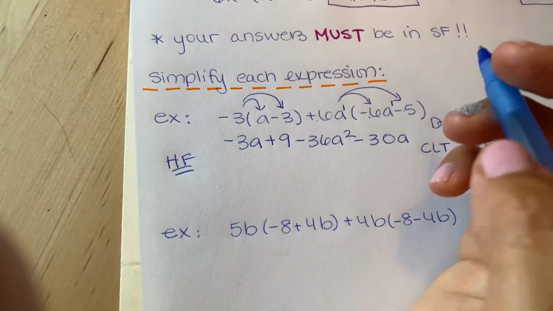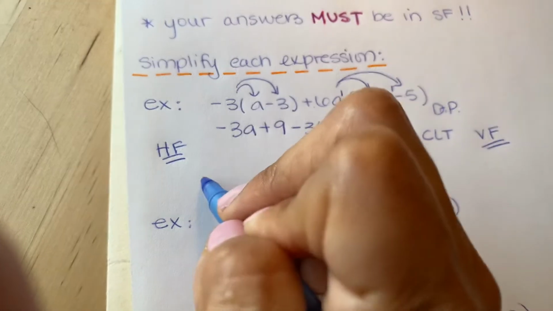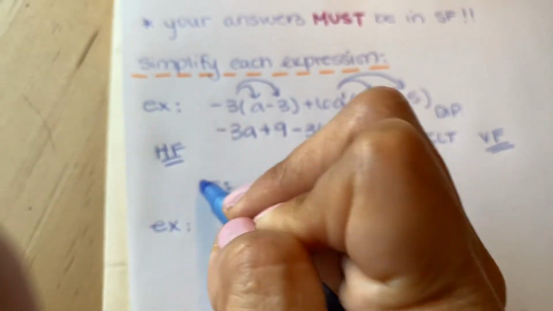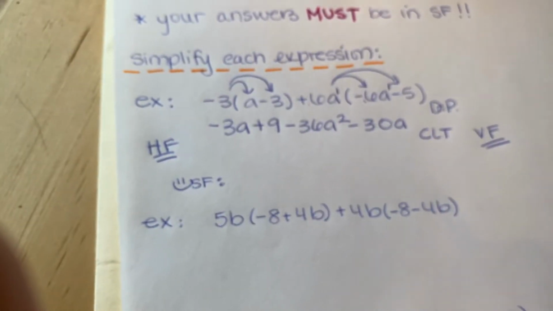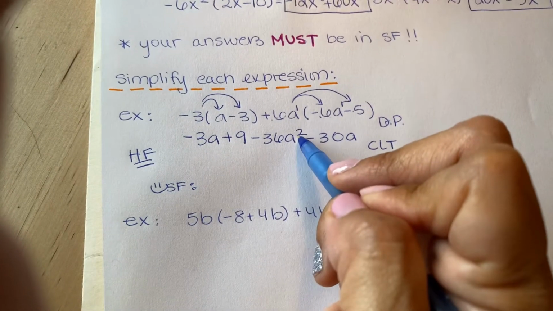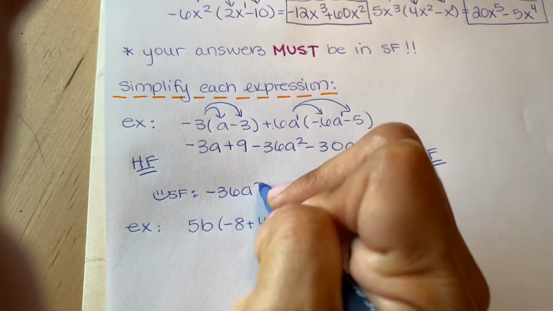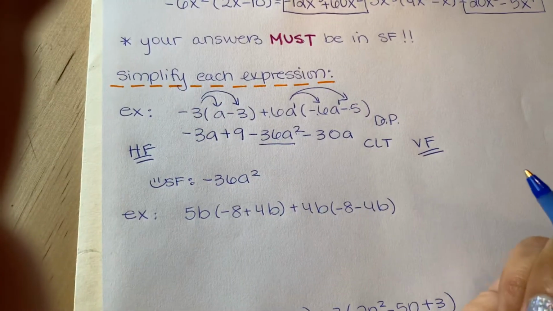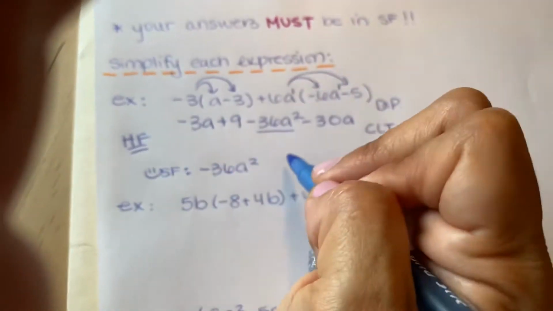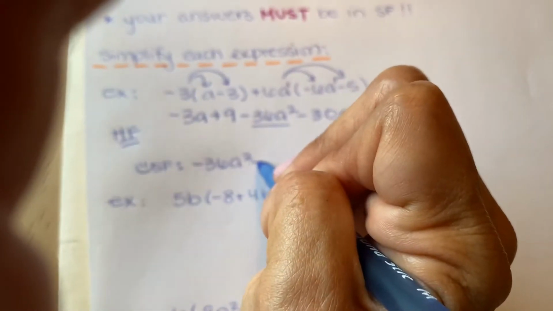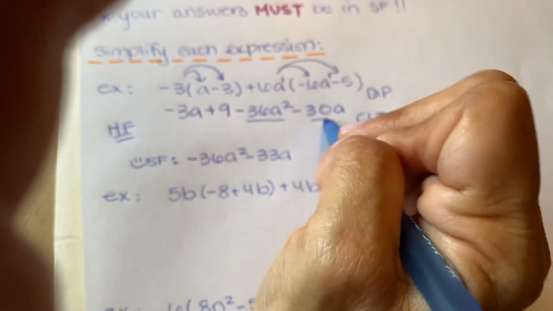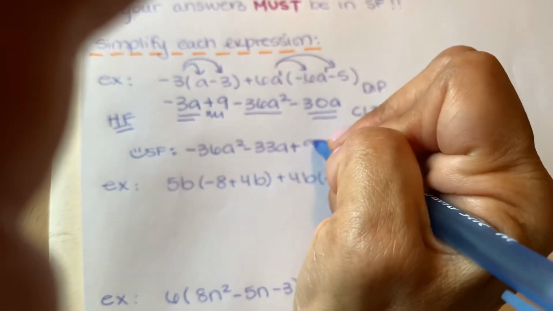Okay, so here we go. Largest to smallest. I want it in standard form. Your answer better be in standard form. So this is my largest exponent, so this is going to go first. Negative 36a squared. Okay, now second. A to the 1 power. Minus 3 minus 30, minus 33a. And then lastly, here's my constant.